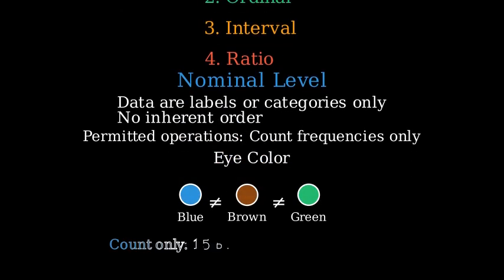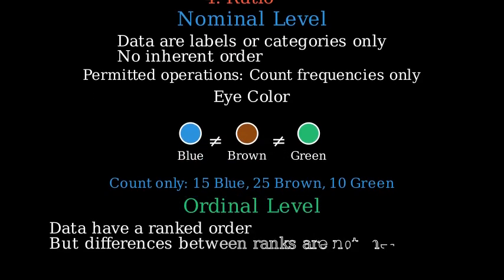Let's look at some examples of nominal data: eye color, types of fruit, or political party affiliation. For instance, you can count how many people have blue eyes versus brown eyes, but saying blue is greater than brown would be meaningless. Moving up to the ordinal level of measurement.